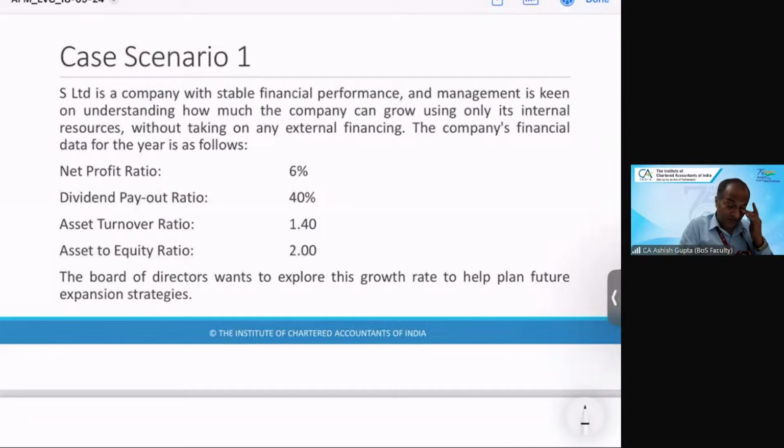There is an S Limited company with a stable financial performance, and management is keen on understanding how much the company can grow using only its internal resources without taking any external finance. The company's financial data for the year is as follows. The net profit ratio is available with us. The dividend payout ratio is there. The asset turnover ratio is there. The asset to equity ratio is there.